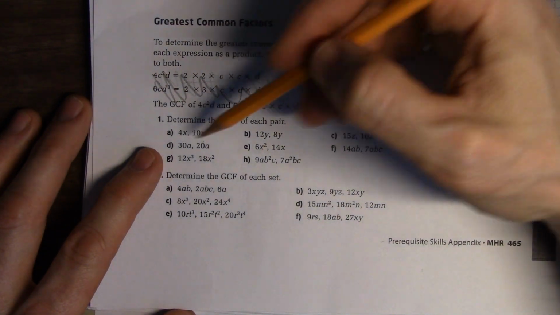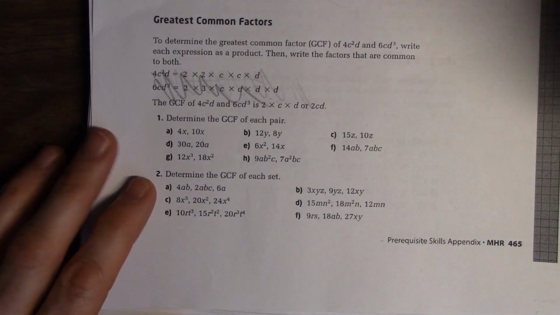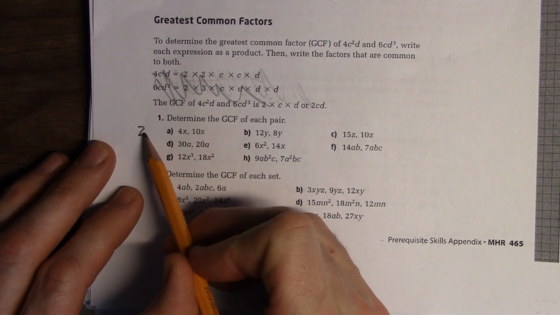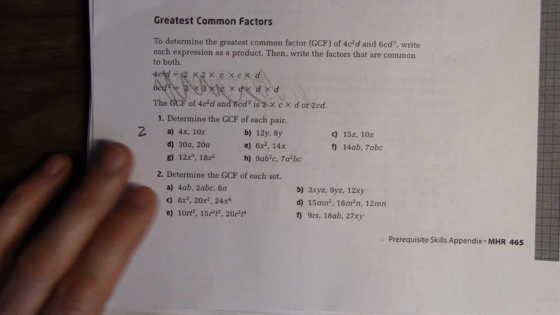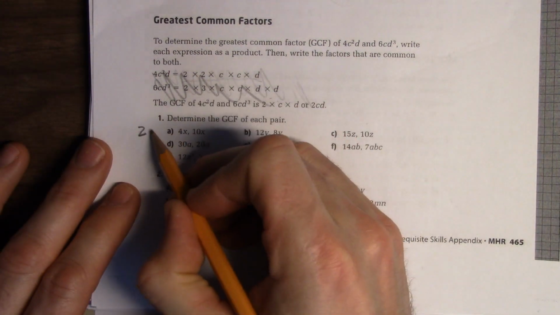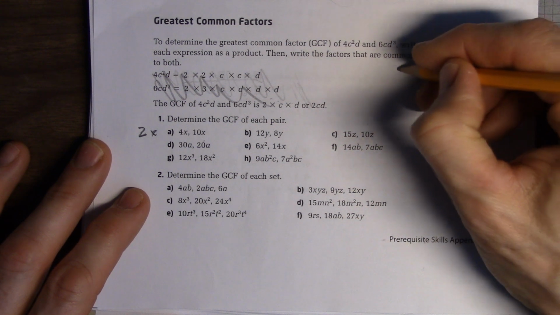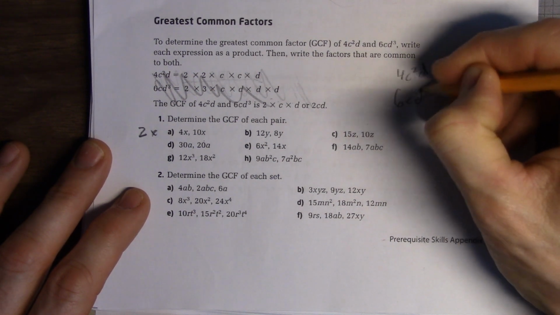Okay? I need you to pay attention here, though, because this is very important. The greatest common factor. What's the biggest number that goes into both? 2. So that's my greatest common factor for the numbers. What's the biggest variable that goes into both? That's your greatest common factor. For their example, they gave us 4c squared d and 6cd cubed.